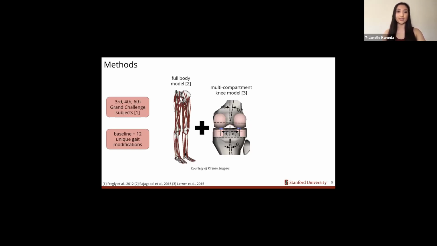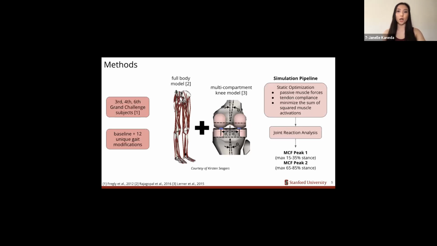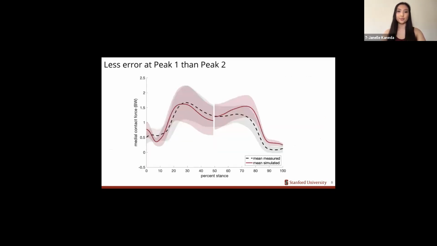medial and lateral forces. We used a custom static optimization algorithm in MATLAB with passive muscle forces and tendon compliance, which minimized the sum of squared muscle activations, followed by OpenSim's joint reaction analysis tool to estimate medial contact force. We defined the first and second medial contact force peaks as the maximum value between 15 and 35% and 65 and 85% of stance, respectively. The medial contact force peaks from instrumented knee replacements were calculated using previously reported regression equations.